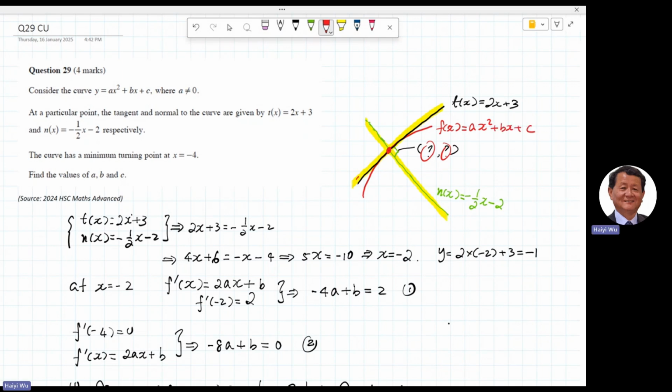So today we're solving this question. This is an interesting question.